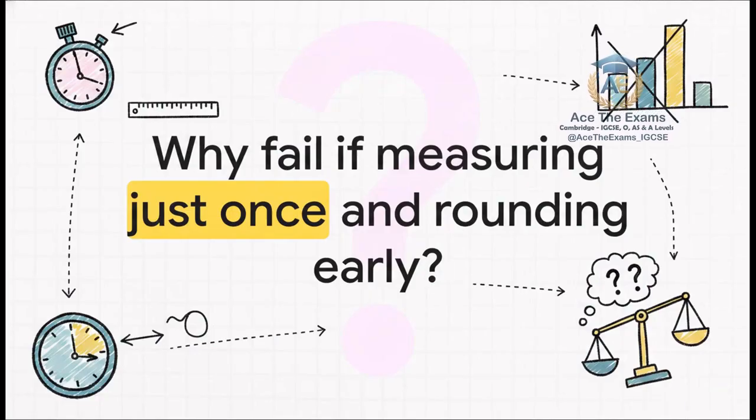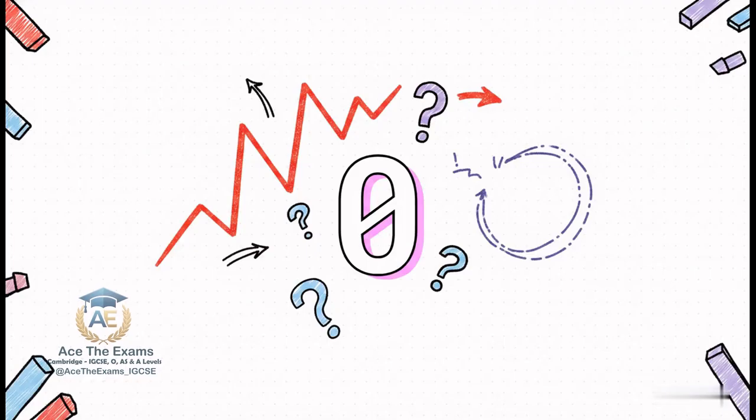All right, now it's time for an interactive challenge. I want you to literally pause this explainer and predict exactly why this next student's practical investigation design is going to completely fail the mark scheme. Here's the scenario. A student needs to measure a very short time interval, maybe a pendulum swinging once. They measure it just a single time, and then they round their data early before doing their final calculation. What is the fatal error here? Take a guess. Got your answer?